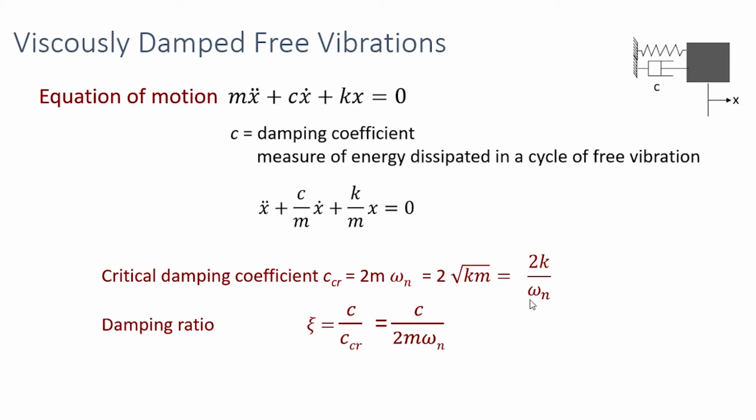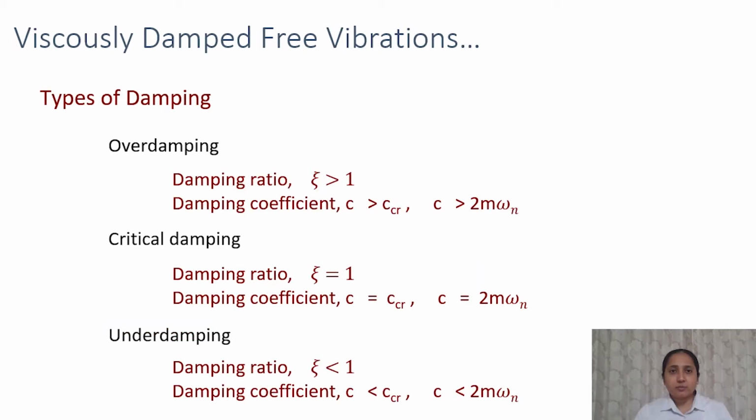Now we can rewrite this equation of motion in terms of zeta. So we have x double dot plus 2 zeta omega n x dot plus omega n square x is equal to 0. Depending upon the value of zeta, the damping in a structure can be classified into 3.